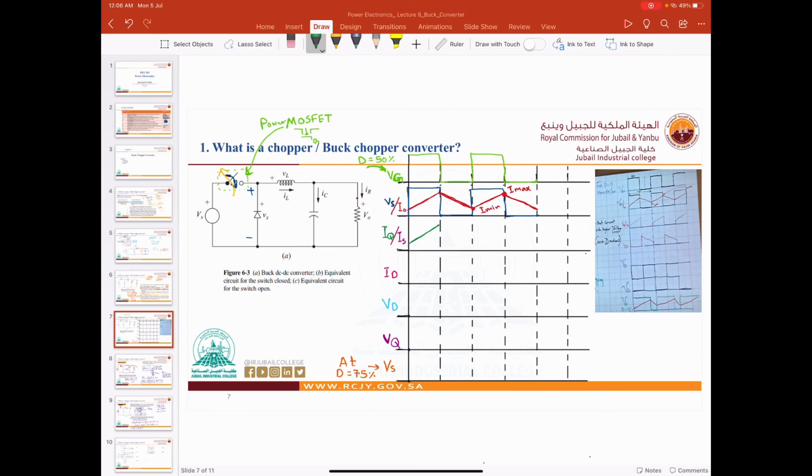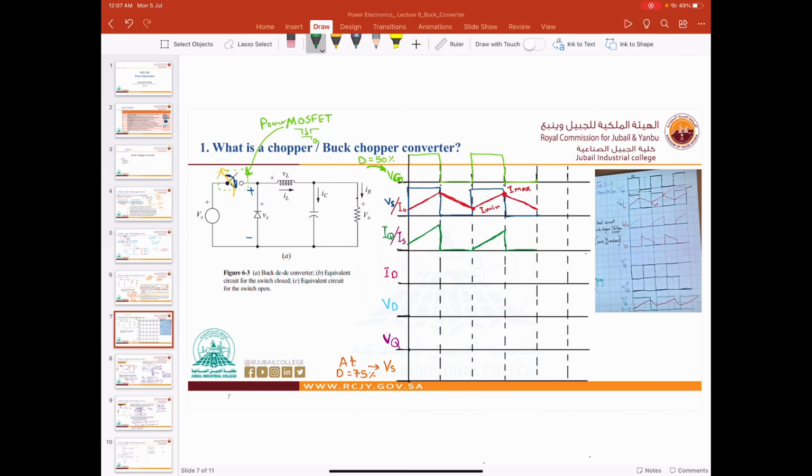When the switch is closed, we have current. When the switch is open, we don't have current. That's why we will go to 0, right? We don't have discharge current. We don't have current at all. Then it will go up, charging, current going through, and then 0, like this. So this is IQ.